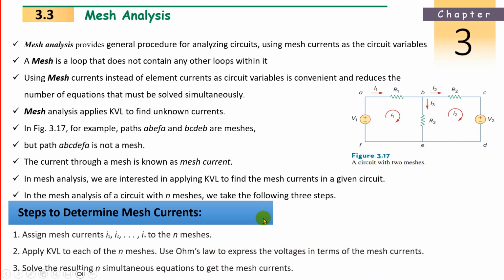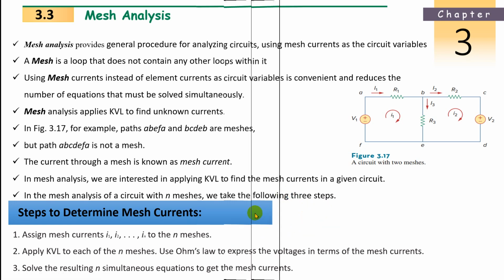Once you get the n mesh equations, you can solve them to get the n currents first. First voltages, then currents. Voltages means we are getting voltages in the mesh equation in the current form. Ohm's law, V is equal to IR, so the mesh equation will be in the form of current and resistance. In node analysis, the equation was in the form of voltage divided by resistance. Here the mesh equation says current multiplied by R.